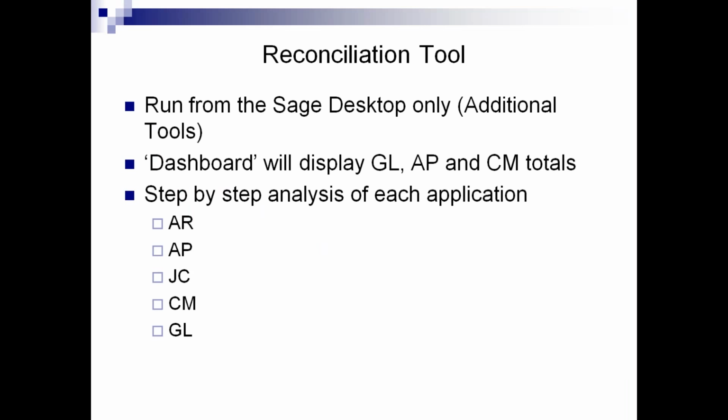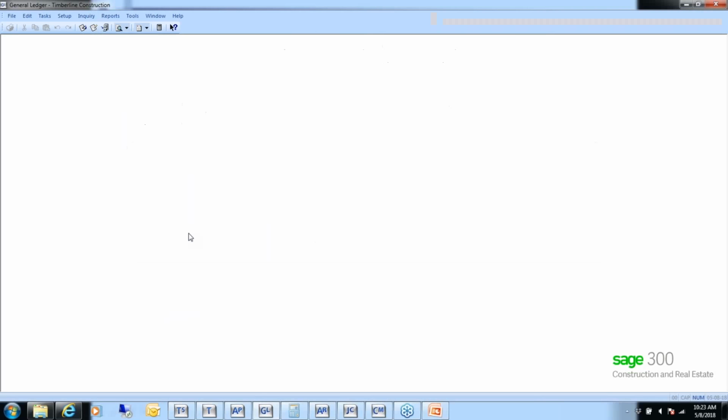Okay, the reconciliation tool. This is from the Sage desktop. Not all the applications are listed here. There's a dashboard that will actually show you GL, AP, and cash management totals, and you can see where you're out of balance if you are. And then there are individual reconciliation steps for each of the applications listed here. So let's actually go in there.